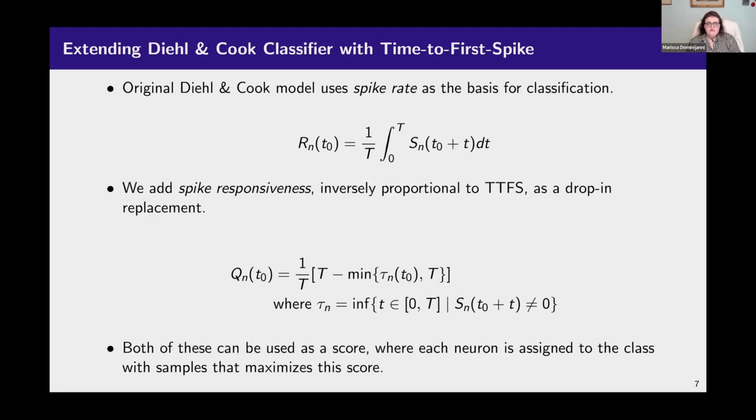And then the classification itself gives input to the network, and each neuron is assigned a class based on what class the samples come from, whichever those were would maximize that score.